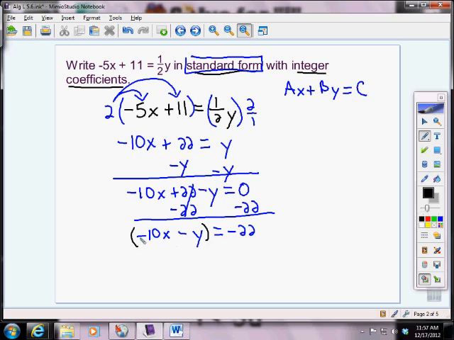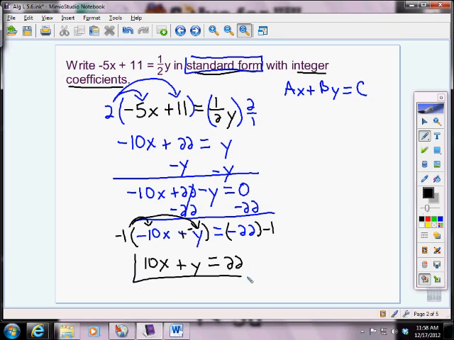If you want to, when everything is negative and minuses, you can multiply everything by negative 1. What happens is if you go negative 1 times negative 10, you get a positive 10x. Over here, negative 1 times a negative 1y gives you a positive y. And then negative 22 times negative 1 is a positive 22.